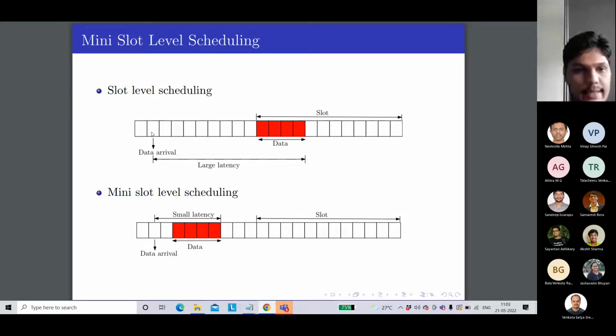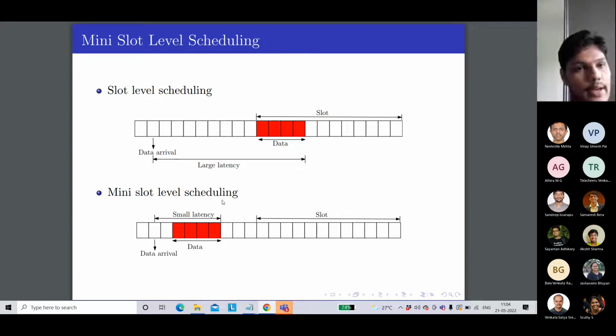Let's see this scenario. Let's say the data has arrived here, and this is the slot duration and the next slot starts here. In slot level scheduling, the data, even though it arrived much earlier, has to wait till the start of the next slot and only then will it be scheduled. Whereas in mini slot level scheduling, the data arrives here and it will be transmitted on the next immediate mini slot. We can see the latency in slot level scheduling is ranging from here to here, whereas in mini slot level scheduling, the latency is only this much. Therefore, mini slot level scheduling is needed for latency critical services like URLLC.